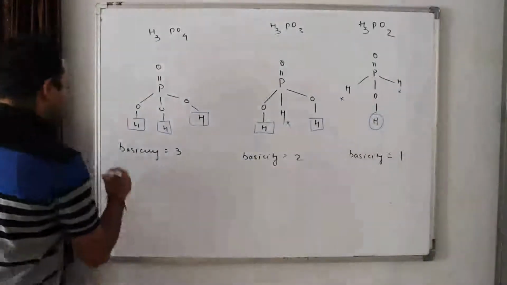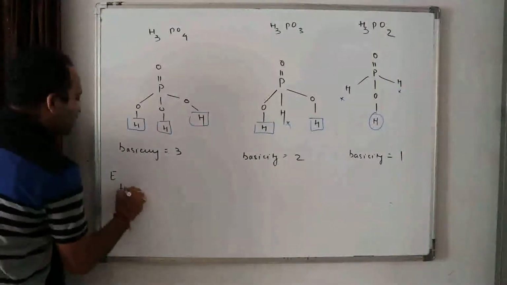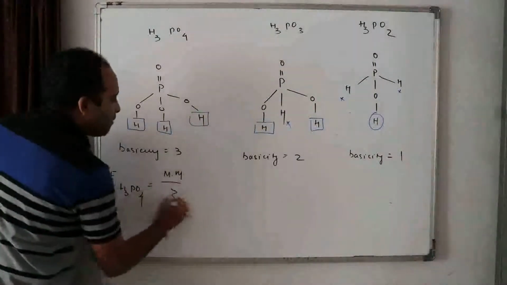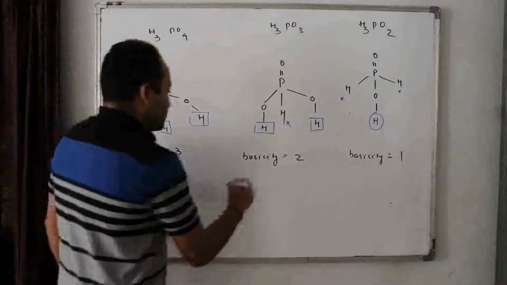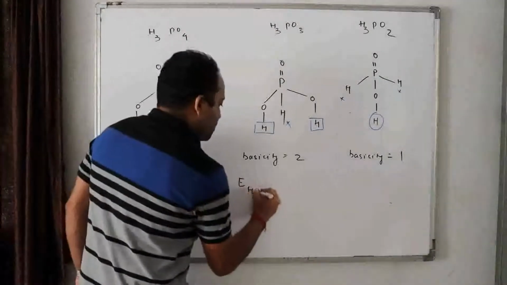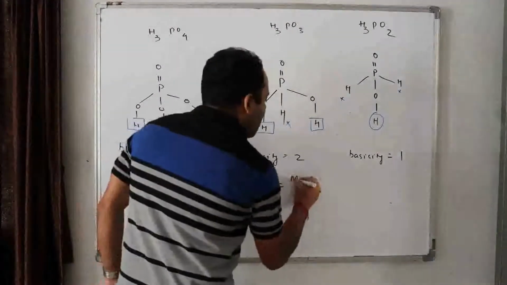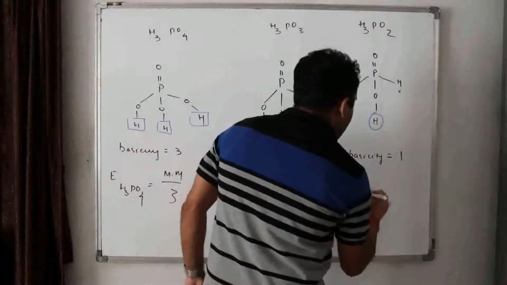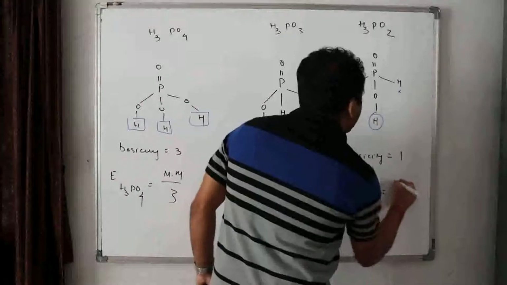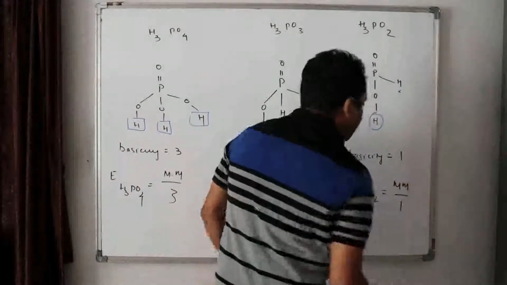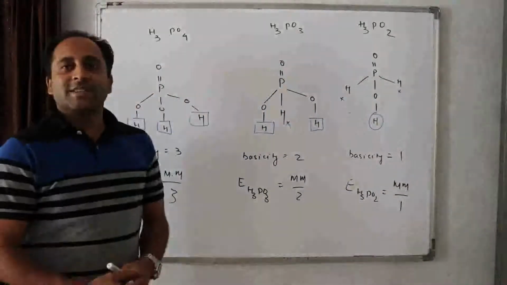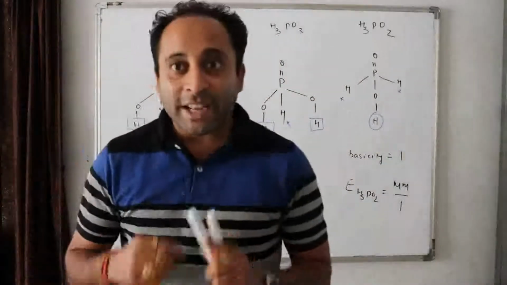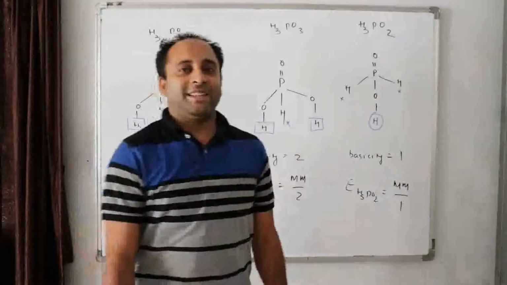Now, if someone asks us equivalent mass of H3PO4, molar mass by 3. In this case, equivalent mass of H3PO3, molar mass by 2. In this case, equivalent mass of H3PO2, molar mass by 1. Do you understand this? Clear? So, my dear students, this explains to us the equivalent mass of an acid.